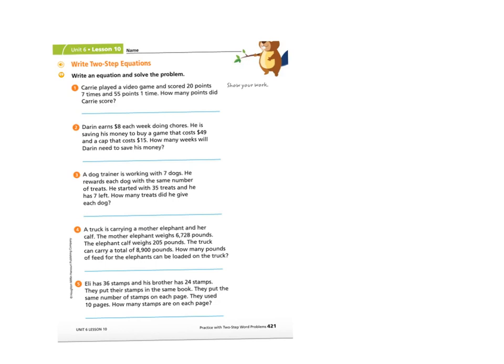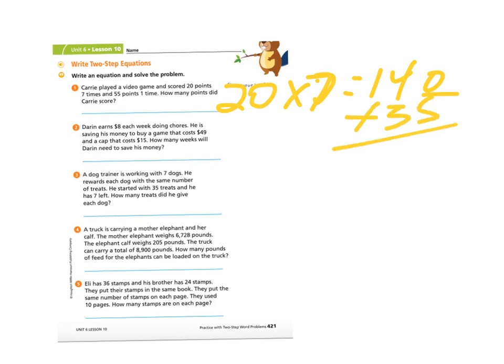So Carrie played a video game and scored 20 points 7 times. So this one we're getting into bigger numbers. So 20 times 7, so 20, 40, 60, 80, 100, that's 5. 20, 40, 6, 7, so 140 points in those 7 times. And then 55 points 1 time. So we'd have to take those 140, add to those 55, and we'd get 195 points.